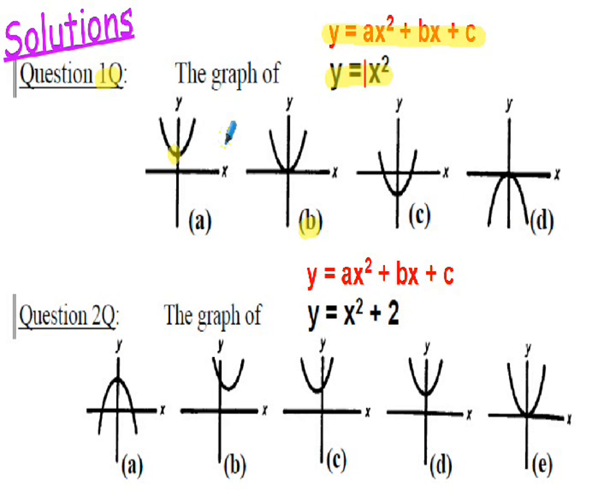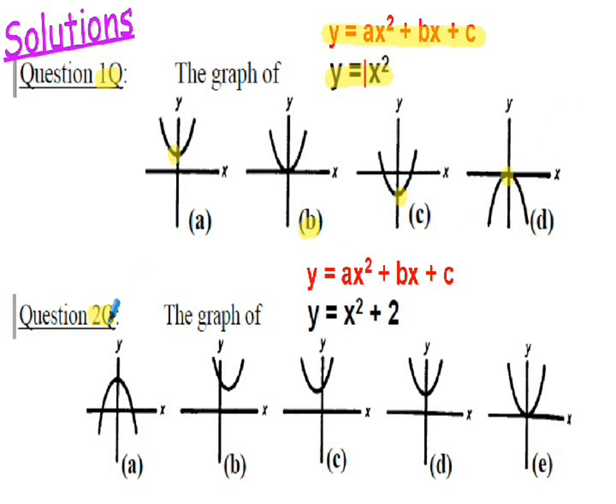The A curve cannot be correct because it doesn't go through the origin 0, 0. C cannot be correct because it goes through a value on the y-axis below 0, and D cannot be correct. Although it does go through the origin 0, 0, it's an inverted curve, so that would only be true if the a was negative 1.